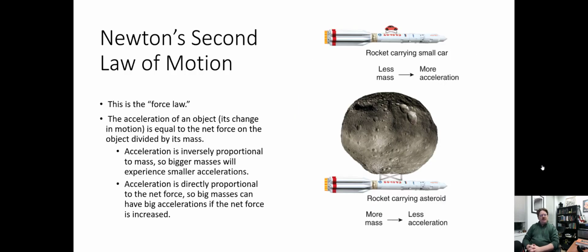Then you have Newton's second law of motion, or the force law. Now, this is a fundamental law because it essentially defines what we refer to as the inertial mass. So mass can be defined a few different ways. But the way I like to think of mass is just the amount of matter that is contained in an object. But Newton defined it a little bit more mathematically.